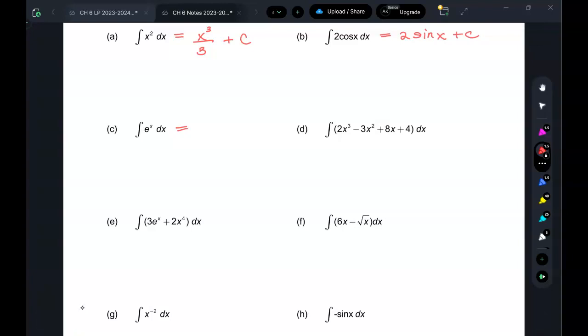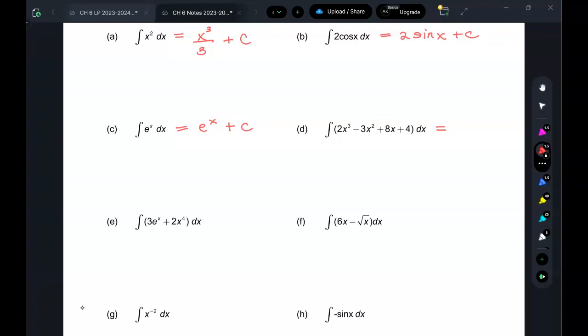And when I say integral or antiderivative, they're one and the same. So what's the antiderivative of e to the x? E to the x plus c. Okay. Now, remember the coefficients don't change, right?